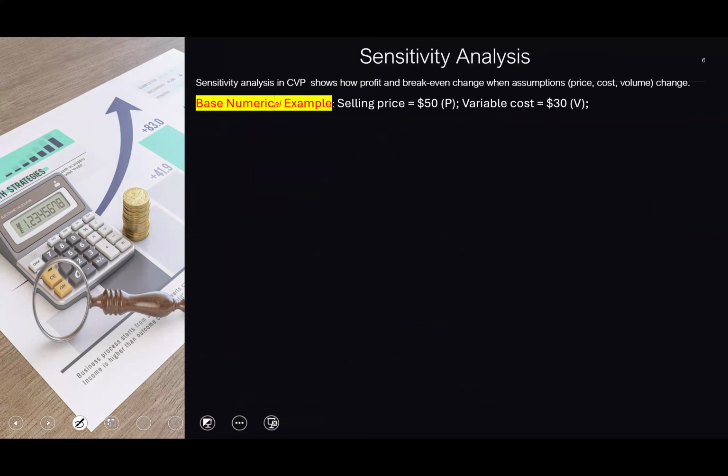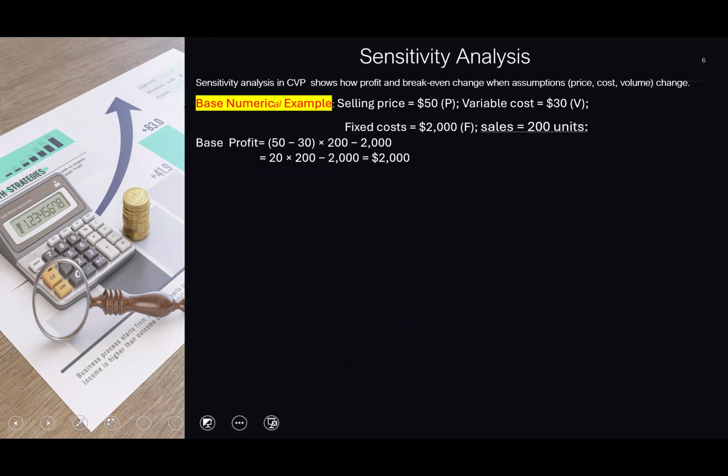If you recall, our numerical example had a selling price of 50, variable cost of 30, fixed cost of 2000, and the base example was sales of 200 units. Just for refreshing our memory, let's recall that for these numbers, our base profit was calculated at 2000. How? Contribution margin per unit multiplied by total number of units will give us total contribution margin, minus fixed cost is equal to profit. Correct? So this is our baseline.